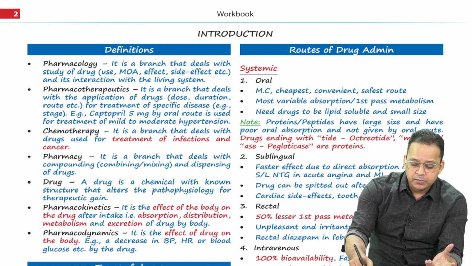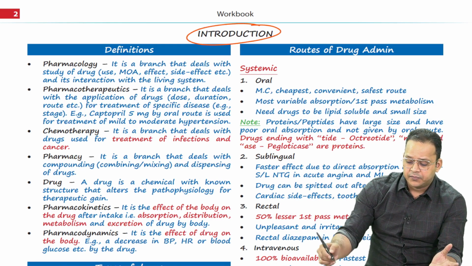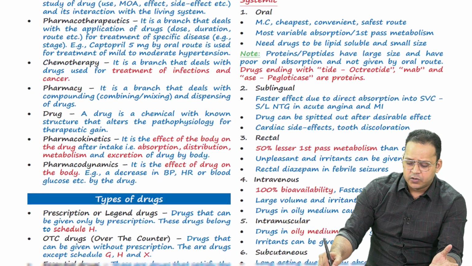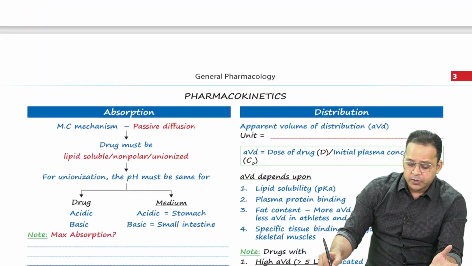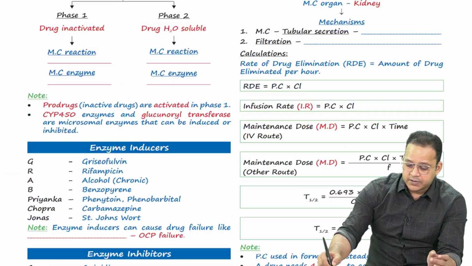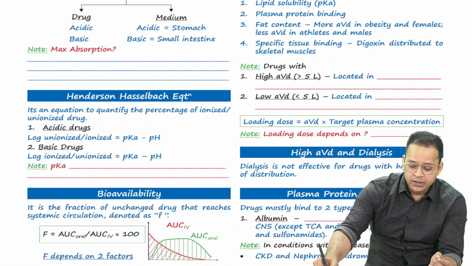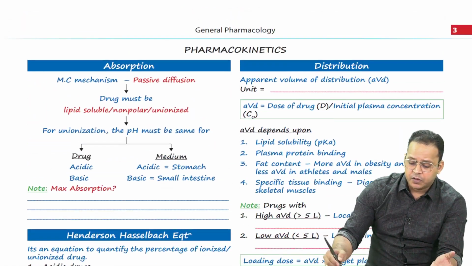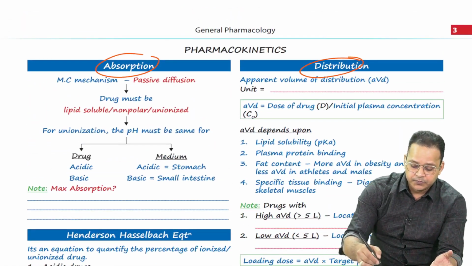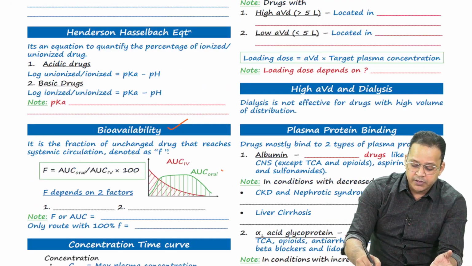Introduction parts I've already written here, like the definitions and routes of drug administration, which are not much important. What is more important is pharmacokinetics, which will be covered in 2 pages. This is the first and this is the second page of pharmacokinetics. Whatever is important, like absorption, distribution, the Henderson-Hasselbalch equation, even bioavailability, the curve.